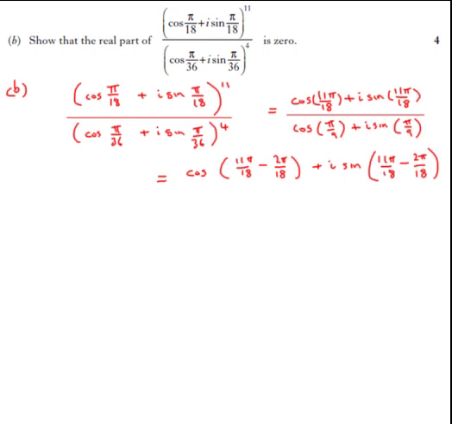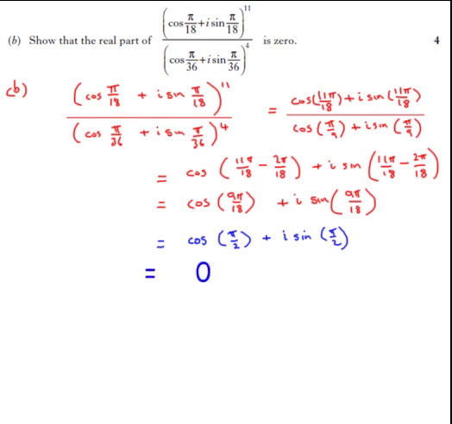Subtracting 11 pi by 18 minus 2 pi by 18 is 9 pi by 18. So this gives us cos 9 pi by 18 plus i sine 9 pi by 18. But 9 pi by 18 is just pi by 2. So this is cos pi by 2 plus i sine pi by 2. Cos pi by 2 is 0. Sine pi by 2 is 1. So this is just 0 plus i times 1. The real part is 0. Imaginary part is plus 1i. So we have shown that the real part of this is 0.